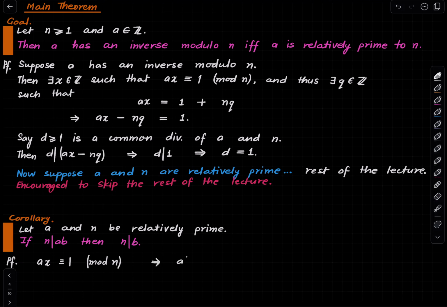We get AB x is congruent to B modulo N. But AB is divisible by N, and hence it is 0 modulo N. So we have B is congruent to 0 modulo N, and therefore N divides B. Right? So that's a very nice corollary that we draw out of this theorem.